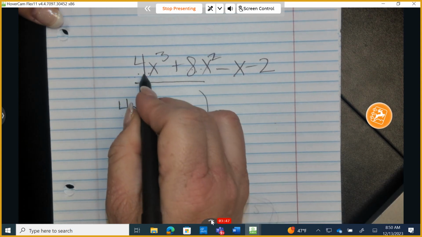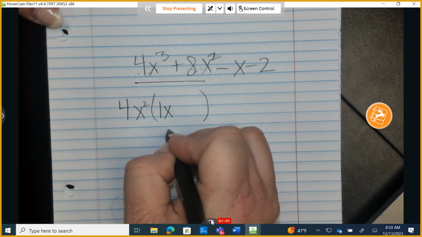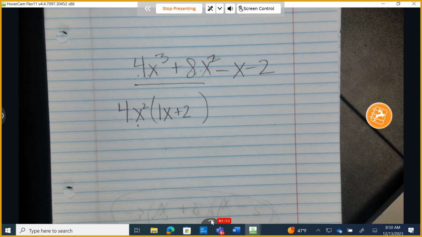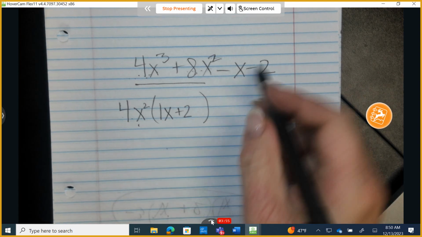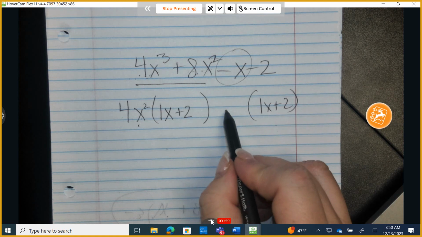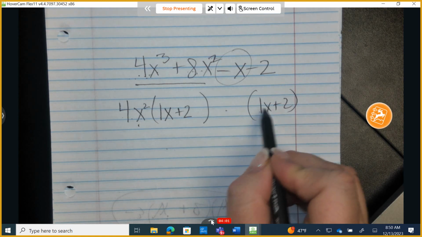4 times 1 is 4. I need 3 x's, but I only have 2. 4 times 2 is 8. I need 2 x's, and I already have them. I'm going to take what's in parentheses, copy and paste it back and ask myself now, what times 1x squared?